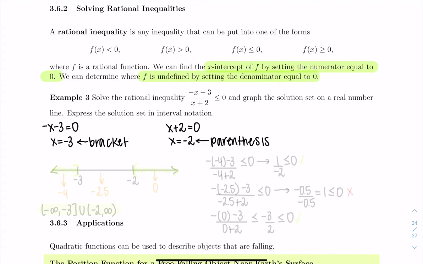Because that's going to cause a 0 in the denominator. So let's draw our number line. We've got negative 3, and we've got negative 2. And we need to find some test points. So let's go ahead and pick negative 4. We can pick negative 2.5. And we can pick 0.